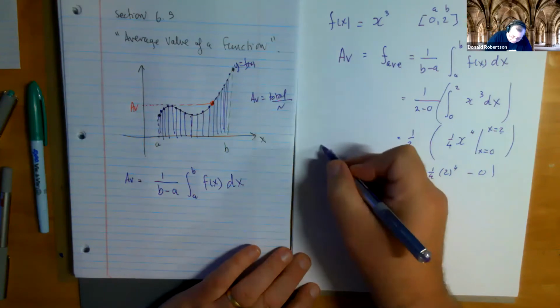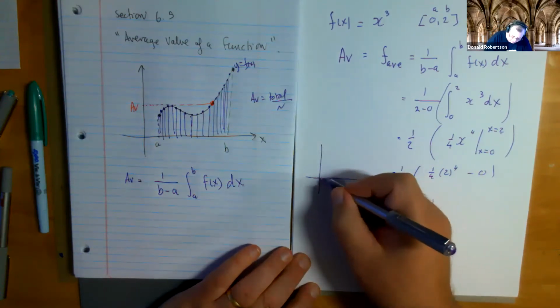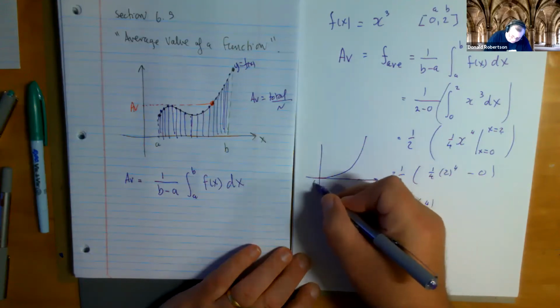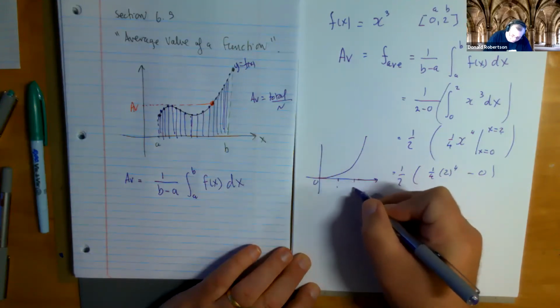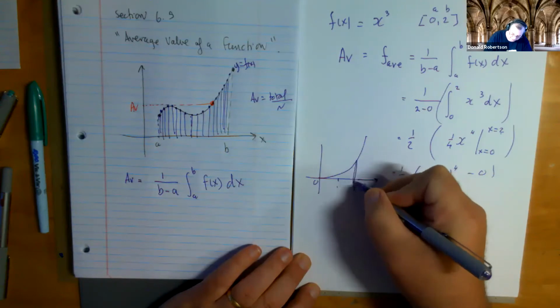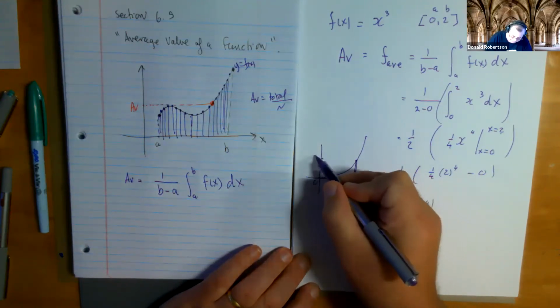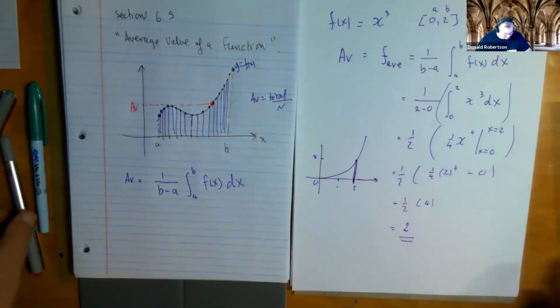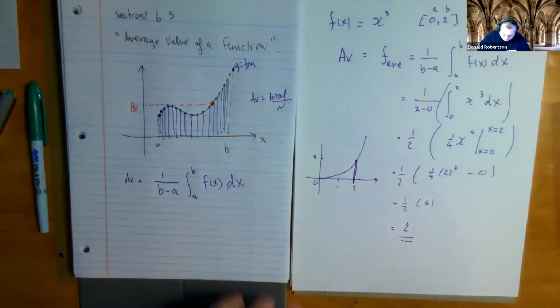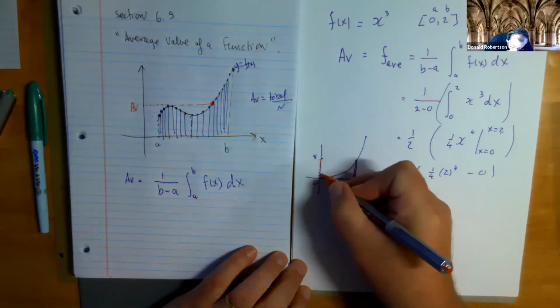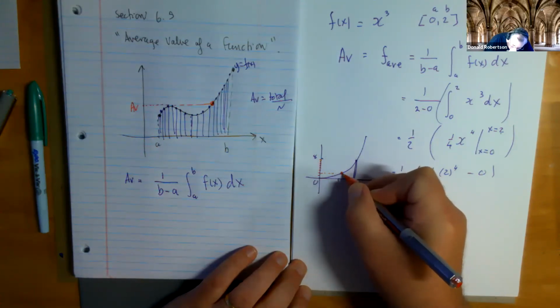So if you took the function y equals x cubed, which looks something like that, and you went from 0 to 2, which is basically here, the average height of that function, the average value, is 2, which is about there.